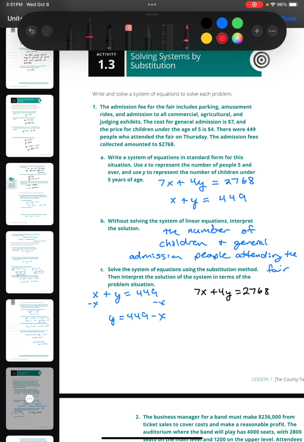And I'm going to substitute in 449 minus x for the y value. So I got 7x plus 4 times (449 minus x) equals 2,768. Now all we have is an x variable to solve for. So we're going to need to distribute. 4 times 449 gives you 1,796. 4 times negative x is minus 4x, equals 2,768. When we combine our like terms, 7 minus 4 for the x's, we get 3x.